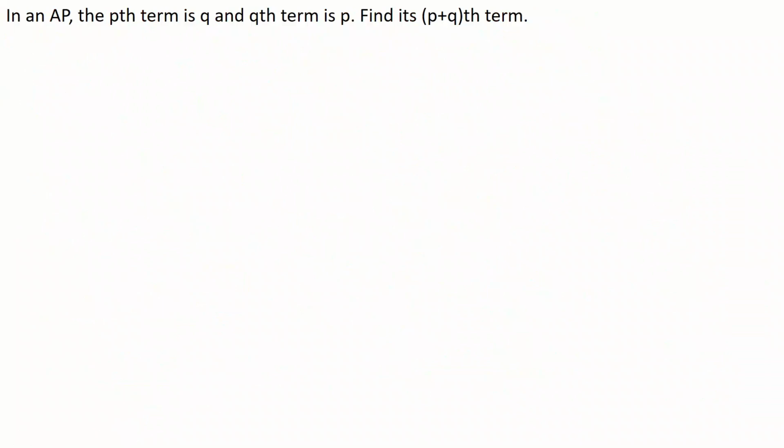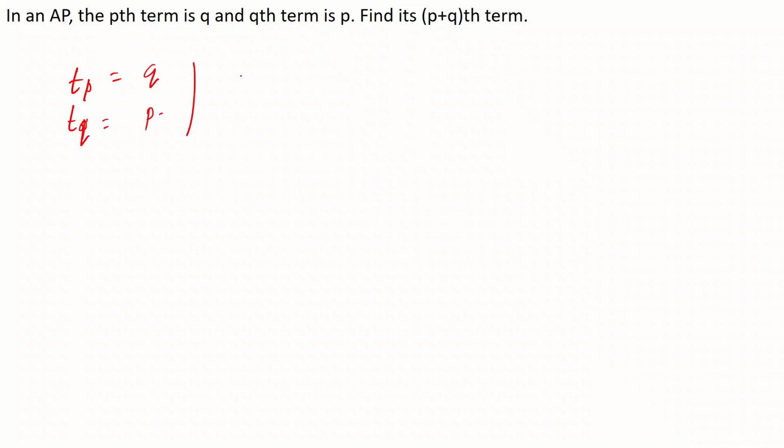Another question: in an AP the pth term is q and the qth term is p, find its p plus qth term. Okay, so let's quickly write down the facts of the question. They are giving us that the pth term is q, that means tp is q, and the qth term is p, that means tq is equal to p. So we apply the formula.